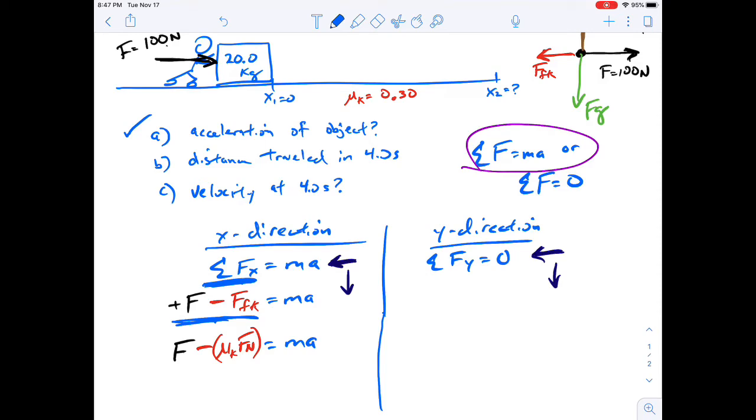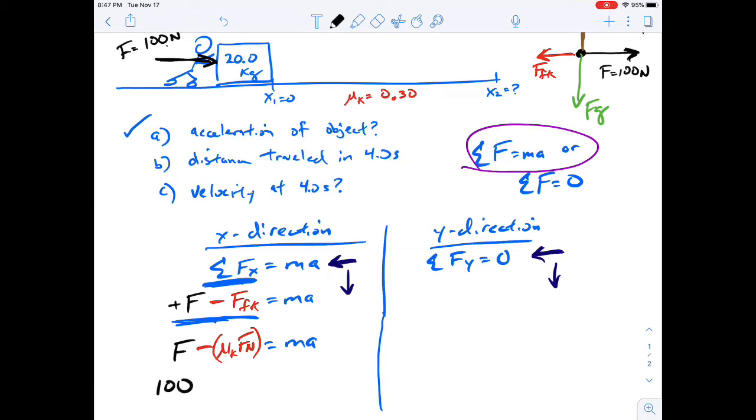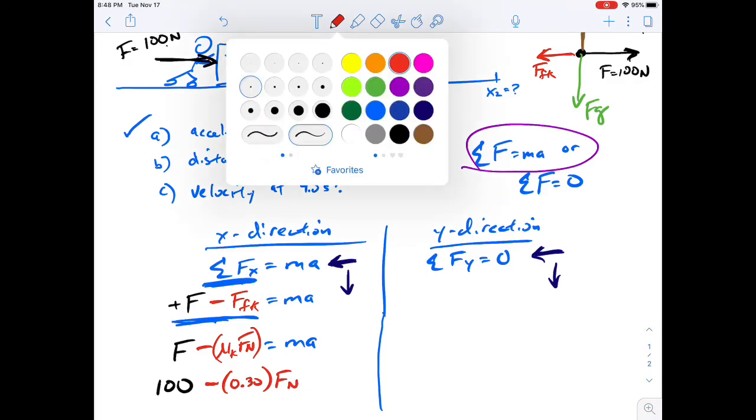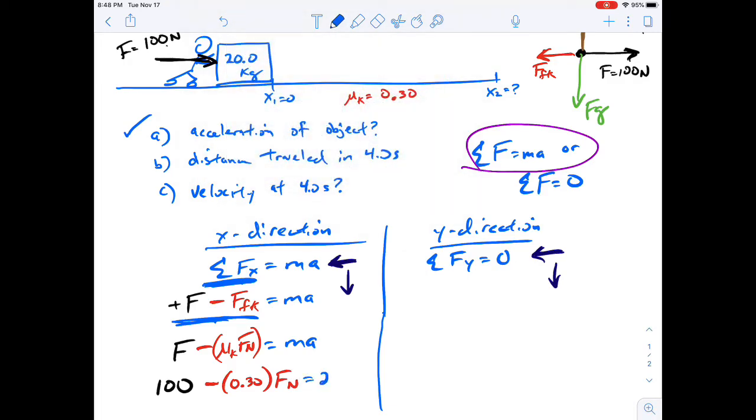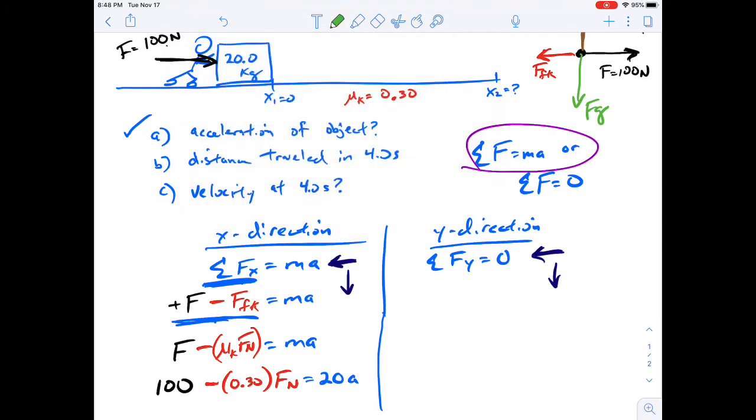Okay, well, I have a lot of this information, so I'm going to start plugging it in. I have 100 for the force. I have minus, and mu is 0.30. Fn I don't know. Mass I do know. And a I don't know. And you're like, well, I can't solve it then, because I don't have a and I don't have Fn. Well, you're right. If I don't have enough information on one side, that means I always must look to the other side. And so that's what we're going to do.